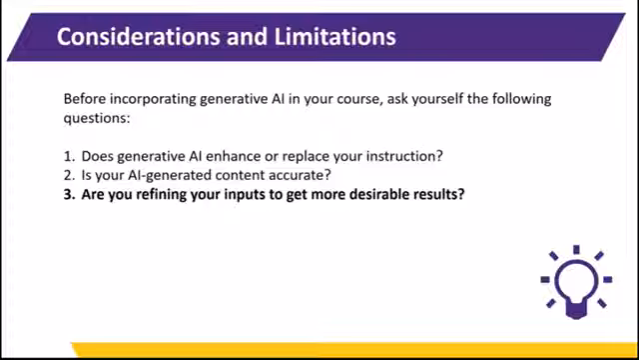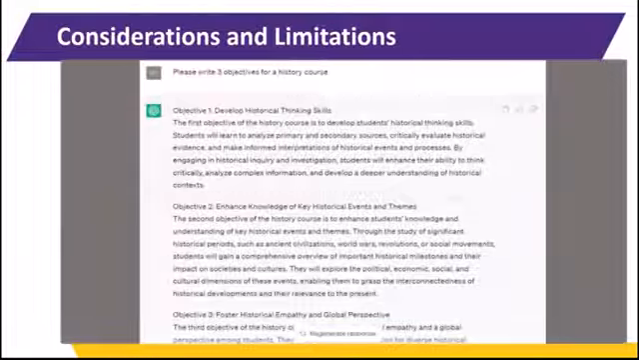desirable results. For example, let's see an example where we ask ChatGPT to provide us with 3 objectives for a history course. As you can see, my prompt simply says, please write 3 objectives for a history course. The tool goes on to provide 3 objectives, but what do you notice about these objectives? Type your observations in the chat area.